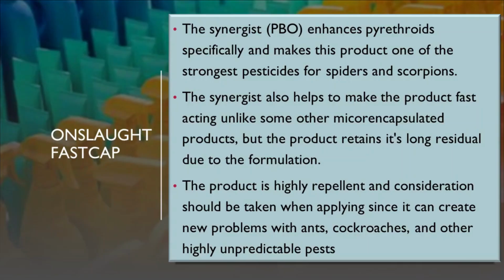Onslaught FastCap. The synergist PBO enhances pyrethroids specifically and makes this product one of the strongest pesticides for spiders and scorpions. The synergist also helps to make the product fast-acting, unlike some other microencapsulated products, but the product retains its long residual due to the formulation. This product is highly repellent and consideration should be taken when applying since it can create new problems with ants, cockroaches, and other highly unpredictable pests.